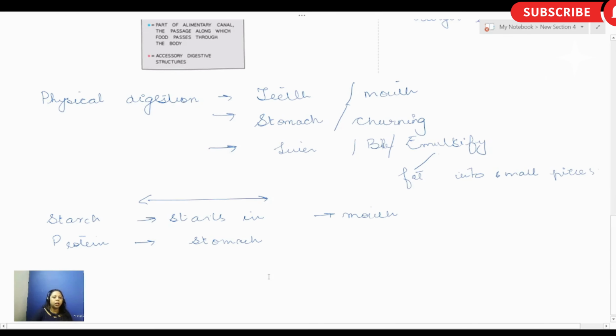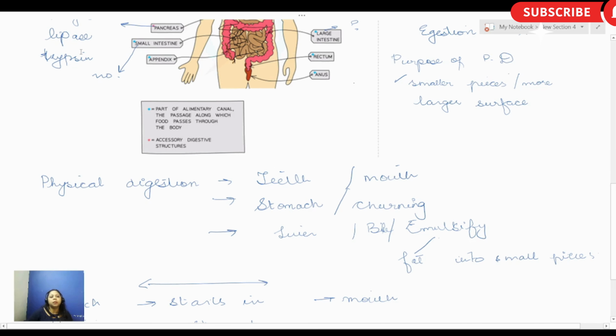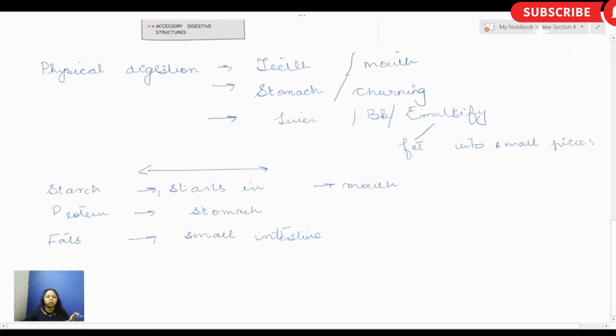Okay, what about fats? They're not going to be digested in the mouth, they're not going to be digested in the stomach, but in the small intestine, where the pancreatic juice is released, which contains lipase, and then it acts on the fat molecules or the lipids. Done. This is another important point with respect to your multiple choice questions.